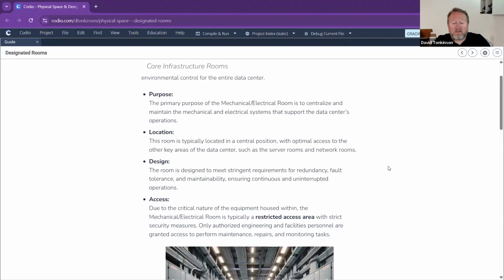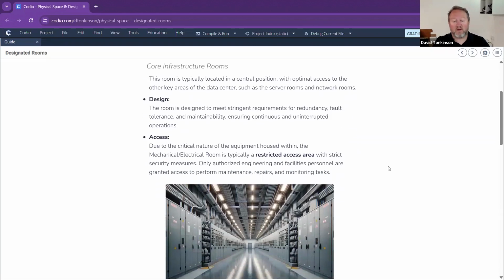So again, this is basically designed with strict, stringent requirements for redundancy, fault tolerance, and maintenance, to ensure continuous, uninterrupted operation. You've got to bear in mind, this is going to be one of your grey areas, and this is where engineers and people are going to have to get access to. So you don't want them to have to walk through a data center or one of your data halls to get to this particular location.